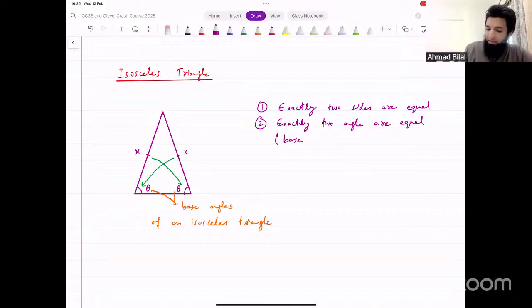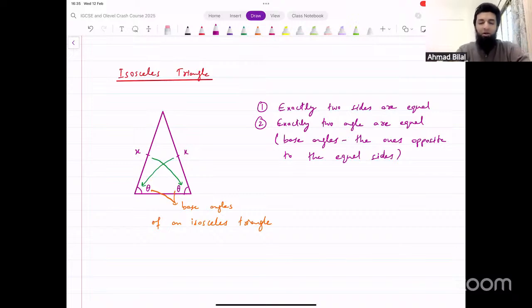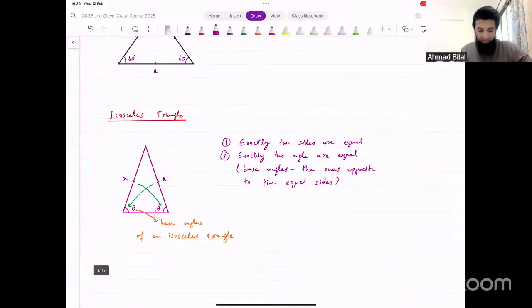Which angles are these? These are base angles, the ones opposite to the equal sides. The sides that are equal, the angles corresponding to those sides, they're also equal to each other. Now, an isosceles triangle could look like this.